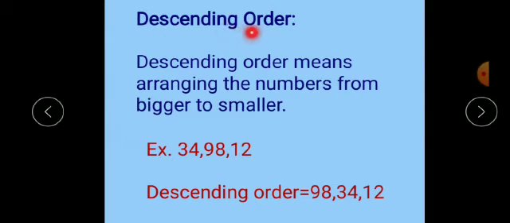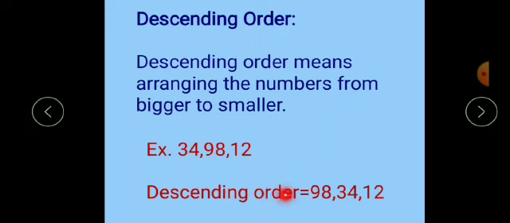Descending order. Now what is meant by descending order? Descending order means arranging the numbers from bigger to smaller. Now in descending order, first we will write the bigger number, then the middle number and then the smaller number. For example, if the numbers are 34, 98 and 12. These three are the numbers and we have to arrange these numbers in descending order.